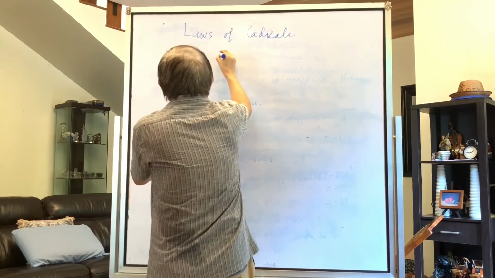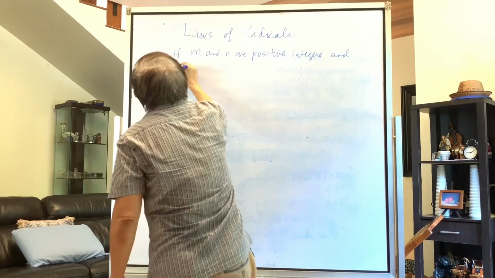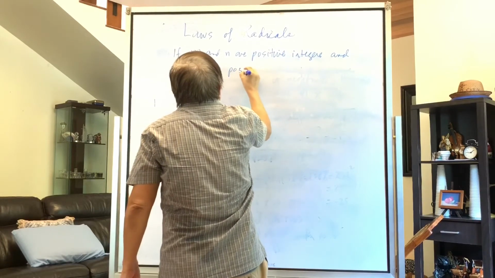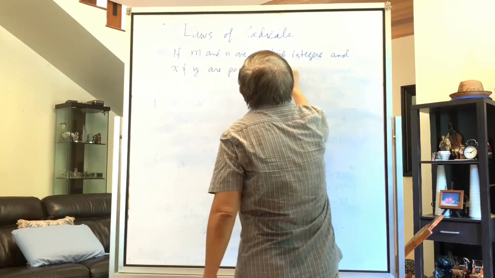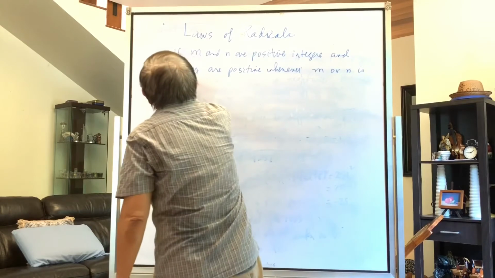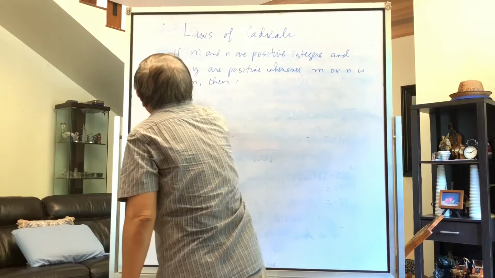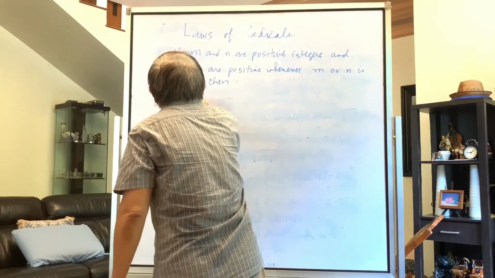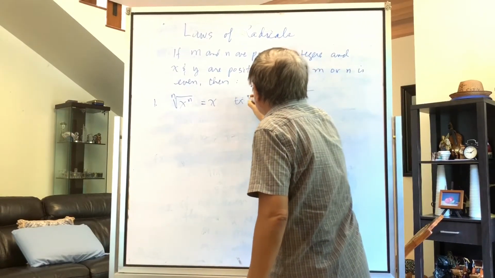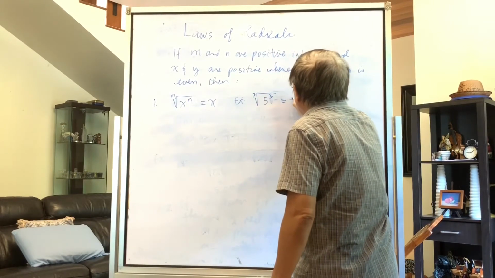If m and n are positive integers and x and y are positive, whenever m or n is even, then we have the following. Number 1, nth root of x raised to the n is equal to x. Example, cube root of 5 cubed is equal to 5.